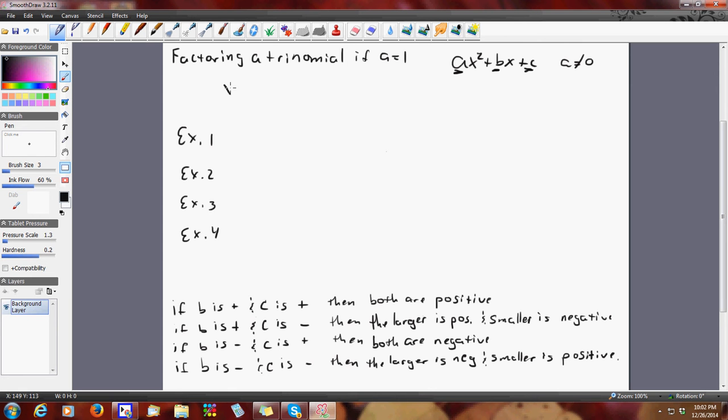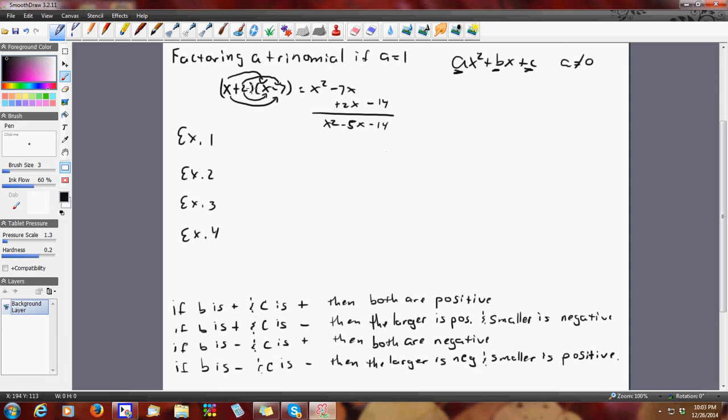I just want to show you something real quick. If you had x plus 2 and x minus 7, and we FOILed this, you get x squared minus 7x plus 2x minus 14. And then you'd get x squared minus 5x minus 14.